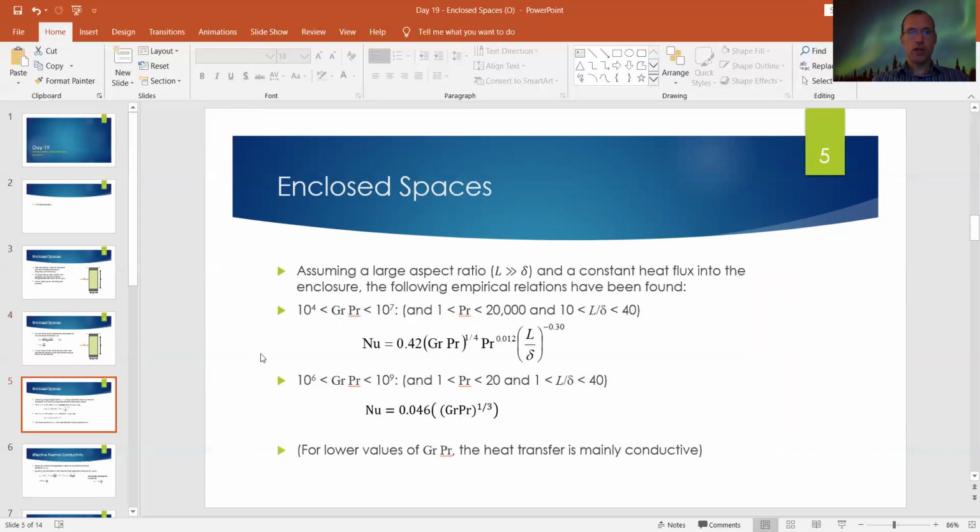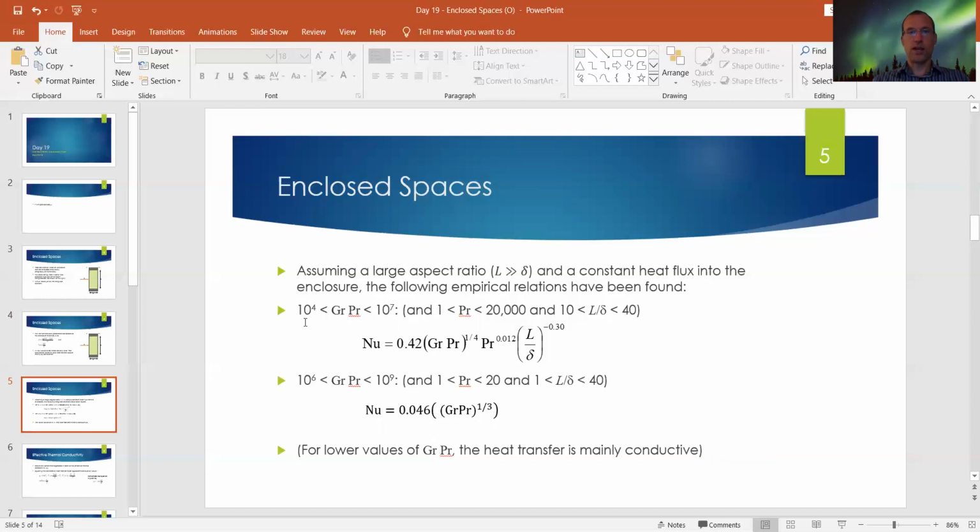So in terms of these equations, assuming I have a large aspect ratio, so L is much bigger than delta. Again, that's kind of the situation in a double pane window. The height of the window is much bigger than the distance between the two panes of glass. Constant heat flux. This is my empirical relation for medium-sized Grashof numbers, or Grashof times Prandtl number, the Rayleigh number. Again, below 10 to the fourth, not very much convection going on. So basically zero convection below 10 to the fourth.